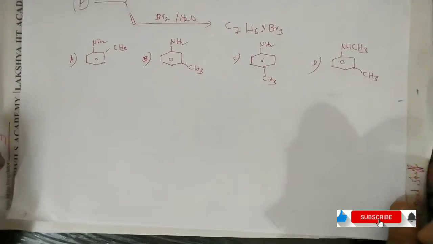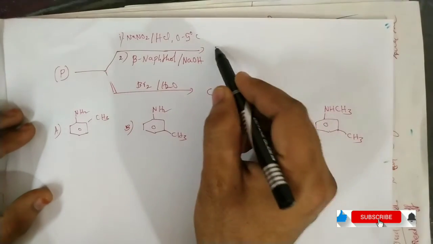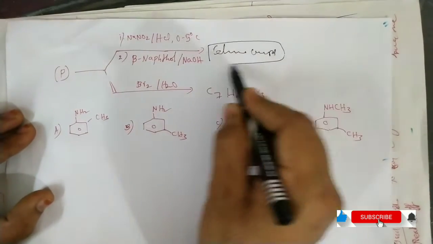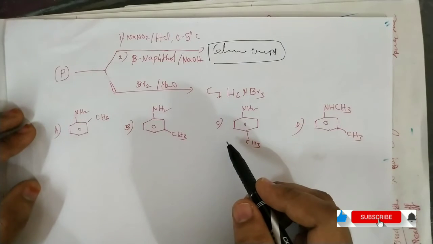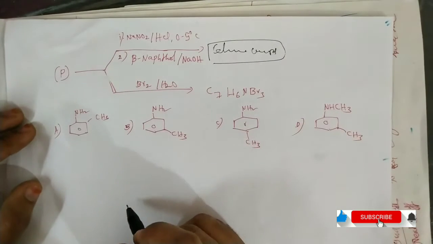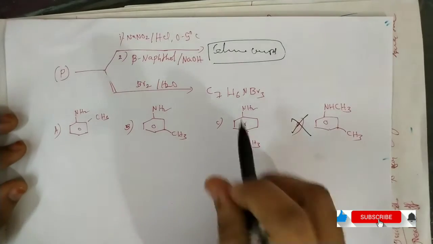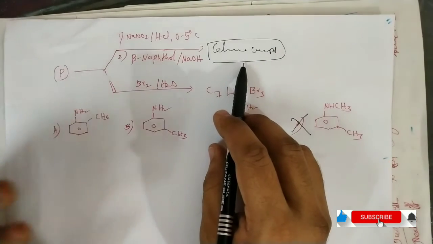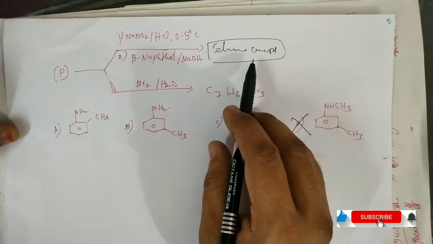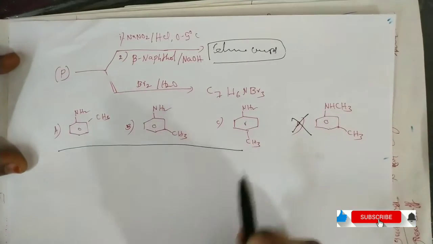So in this reaction, here this is the colored compound. Colored compounds are produced by the diazonium salts, and diazonium salts are produced only by primary amines. So option D is the incorrect option, because diazo compounds are produced from the diazonium salts, and diazonium salts are produced only from aromatic primary amines. So the answer may be among A, B, C.